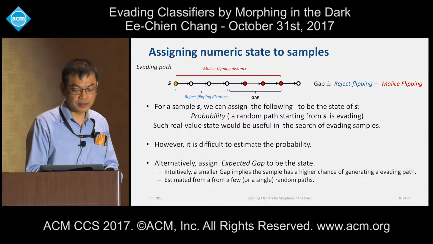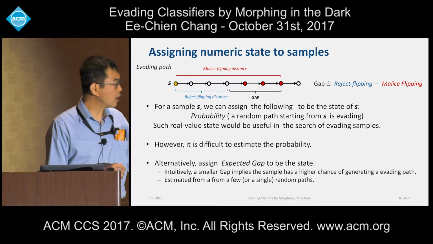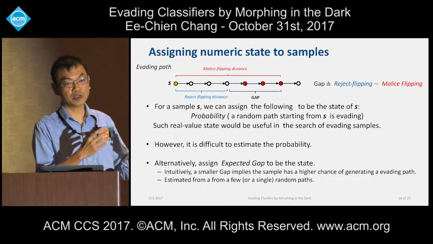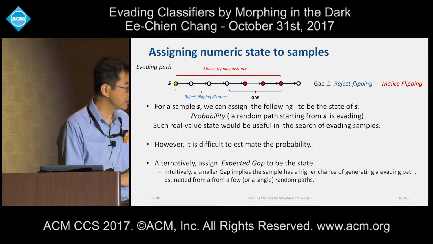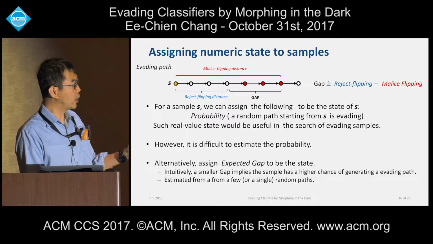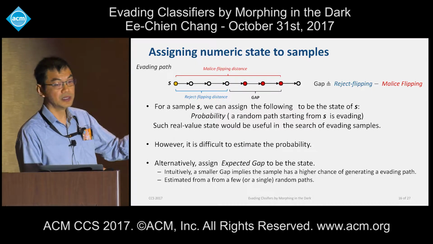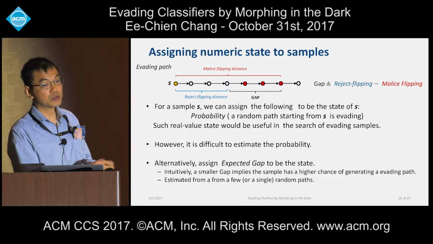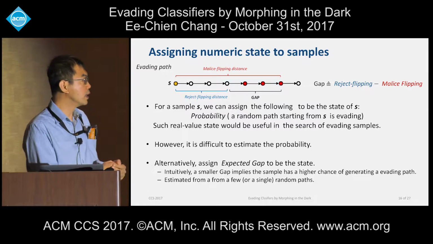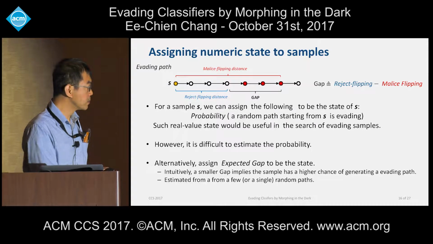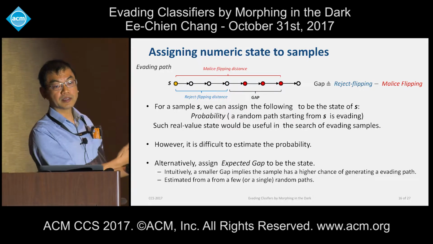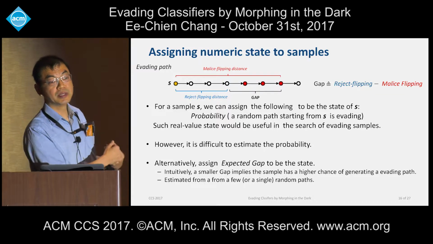So with this distance, we can assign a numeric state to each sample. Such a numeric state could be useful in the search process. For a sample, ideally we can assign as the state the probability that a random path starting from this sample S is evading. From this state, in the searching algorithm, for example, we can always choose the one with a higher probability. However, it's very difficult to estimate these probabilities. Given the black box access, how do we estimate these probabilities?